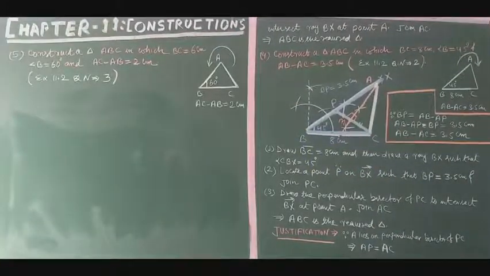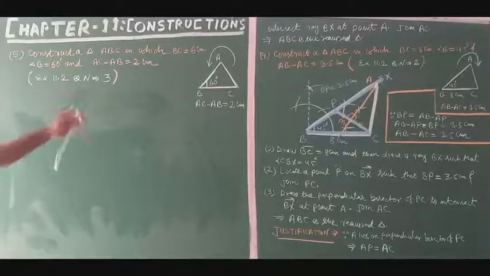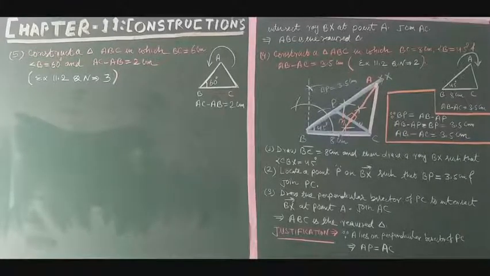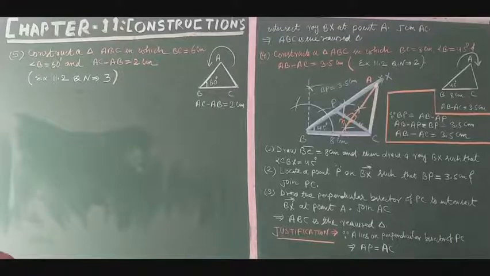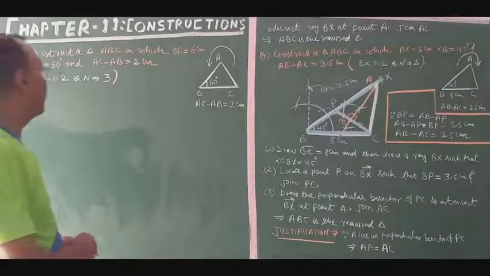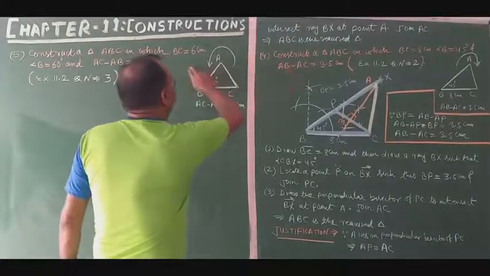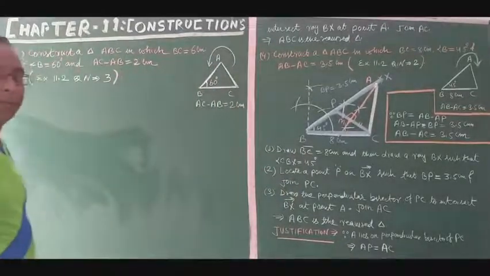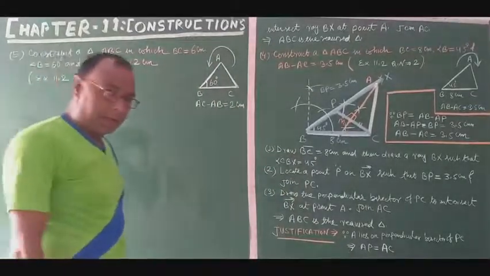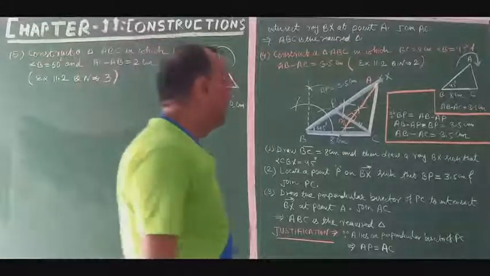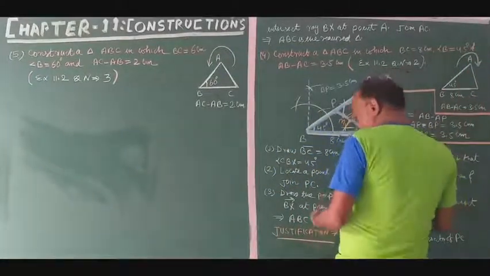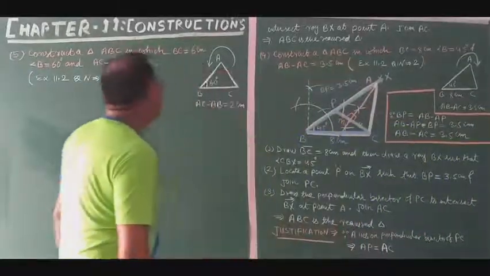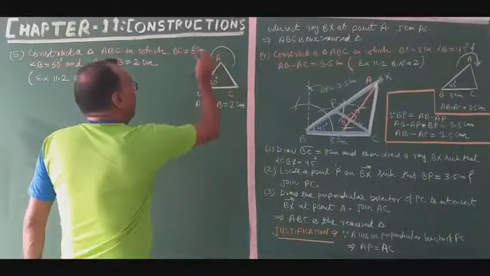Now this is question number 5. Construct a triangle ABC in which BC is equal to 6 centimeter, angle B is 60 degree and AC minus AB is 2 centimeter. Just look at these two questions, 4th and 5th. There is a little bit of difference. Here the difference is AB minus AC, and in this question the difference is AC minus AB.